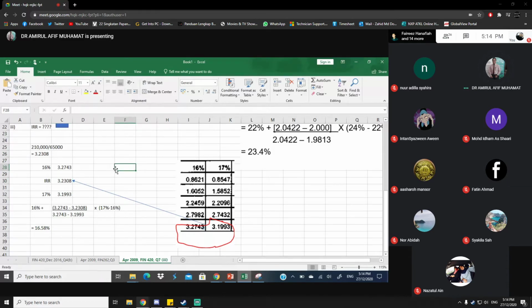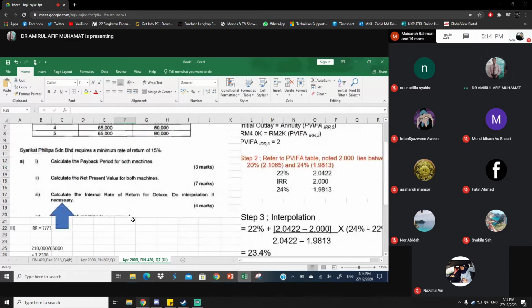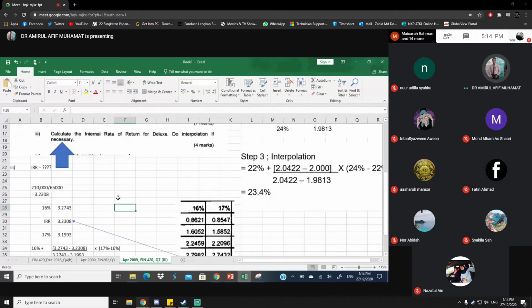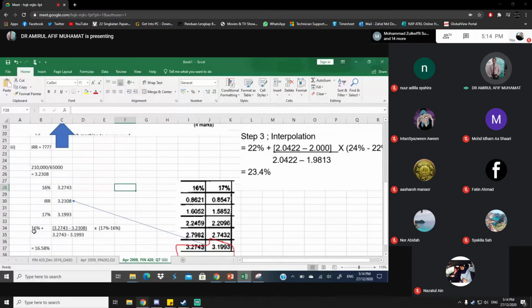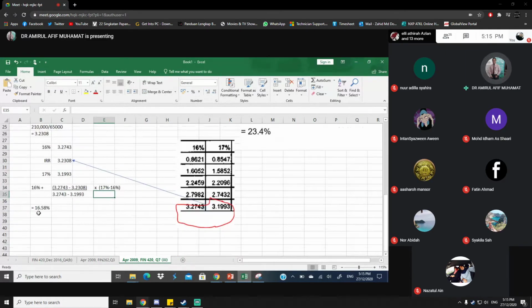Okay, so based on this formula that we discussed just now, 16% will come down here plus the highest factor minus the middle factor, divided by the highest factor minus the lowest factor, times the difference between percentage 17 and 16%, which is 1%. And you will get 16.58%. Boleh dapat?